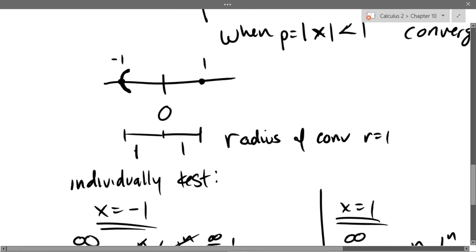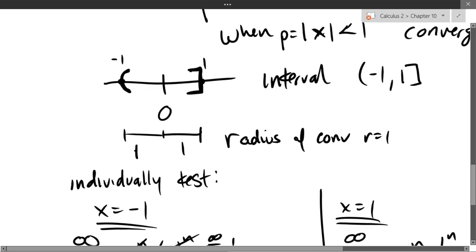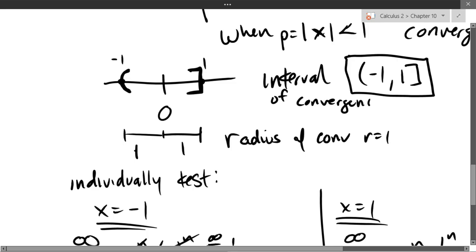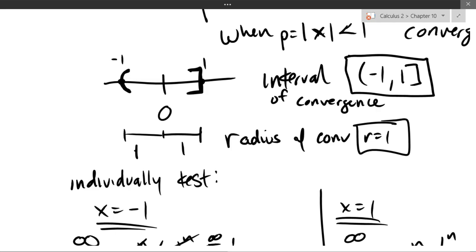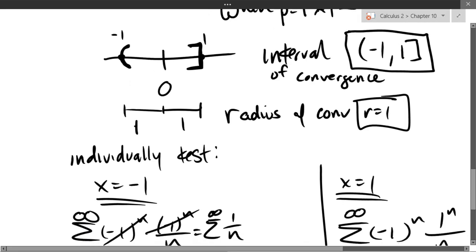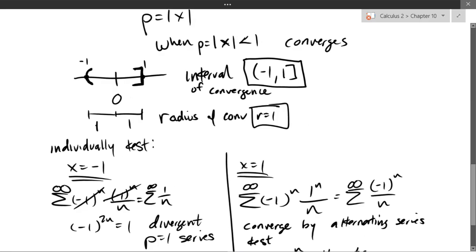That means I can include 1 right there. So we're going to write out our interval. And this is our interval of convergence. And if I asked about the radius, it takes a little less work to get the radius than it does to get the interval. So there's your radius of convergence. So questions on the first example, the easiest power series example we're going to do. So our final answer is, here's your interval, here's your radius.